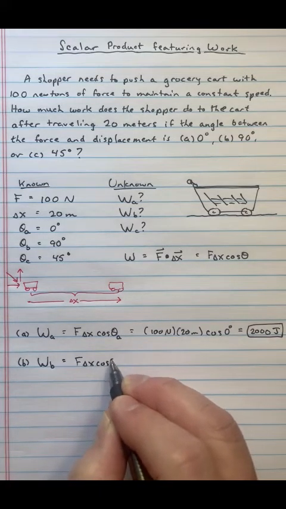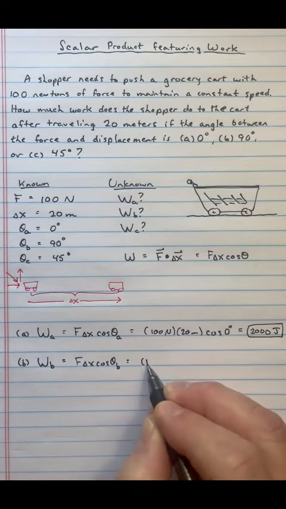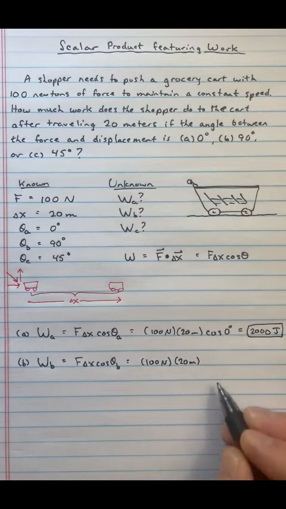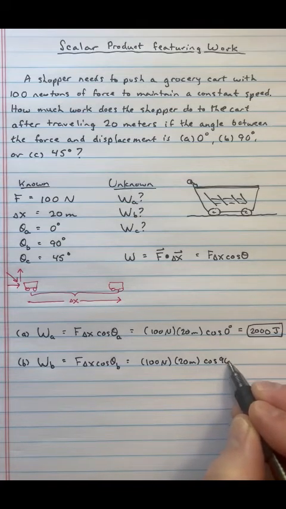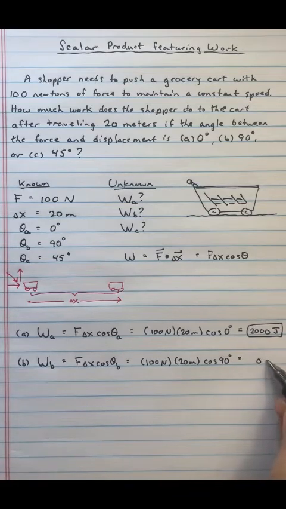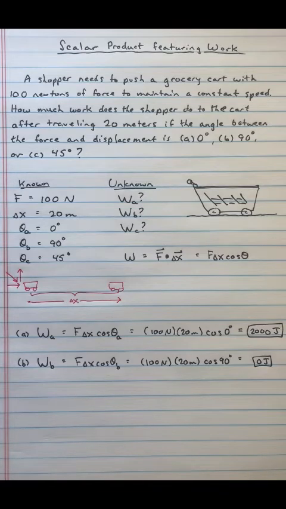And so if I write this out carefully, we still have 100 newtons of force that's being directed. The cart might still travel 20 meters. The cosine of 90 degrees is 0. And so no work is done. Okay, so here's the physics interpretation of it then, if you will. To have work done on an object, you must have at least something in common between the direction of the force that's exerted on the object and the displacement direction. Okay, they have to have something in common.